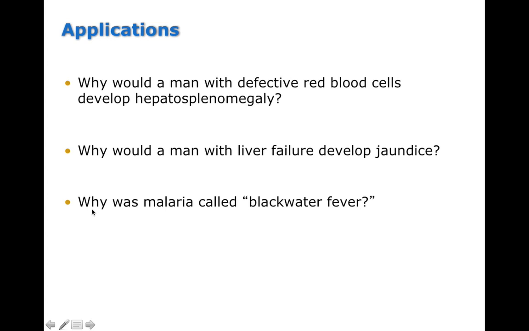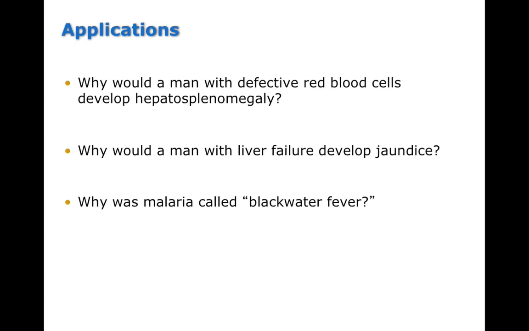So this next question says, why was malaria called blackwater fever? Well, remember, malaria is caused by a parasite called Plasmodium falciparum, and there are other types of malarial parasites, or plasmodia. Essentially, this parasite gets into your red blood cells and lives on hemoglobin. Part of the parasite's life cycle is to lyse out of red blood cells and then spread with all of its little progeny parasites into new red blood cells.